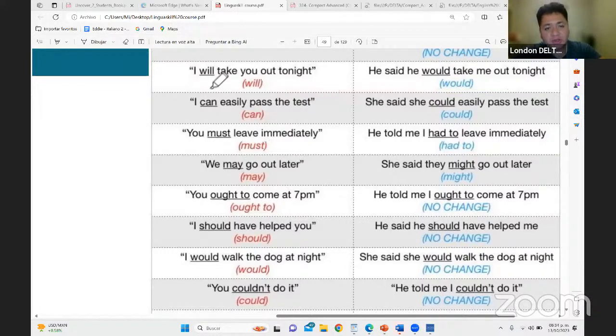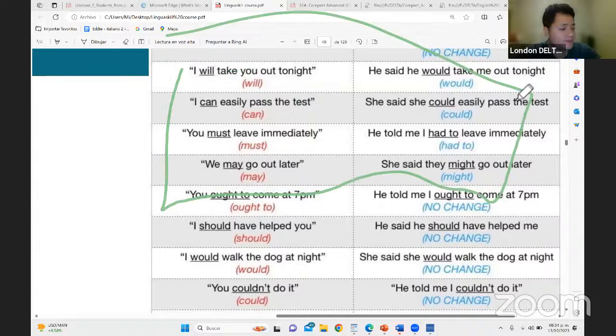Will changes to... Can you please read the example? Or I don't know if she can participate. Osvaldo, please help me read the examples with these modal verbs.